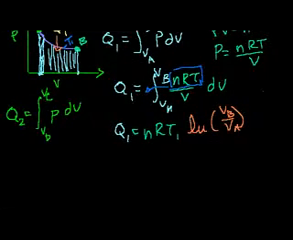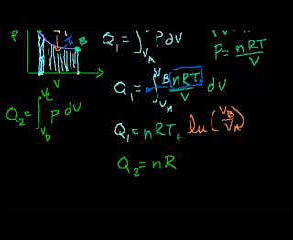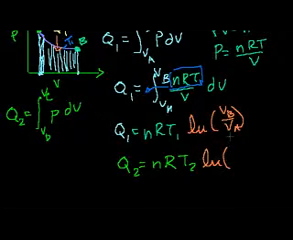And we do the exact same math there. You get Q2 is equal to nR. This time the temperature is T2, we're on a T2 reservoir, times the natural log, and this time instead of VB over VA, it's going to be VC divided by VD. VC divided by VD.